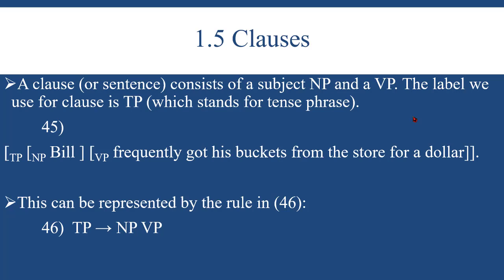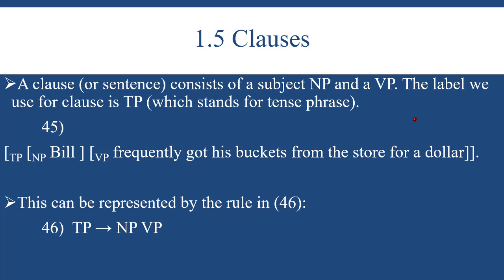Now, we have Bill frequently got his buckets from the store for a dollar. This is a TP. This is a sentence, right? What does this sentence consist of? This TP consists of an NP, which is the subject, okay? So the NP subject, and VP. VP, which is frequently got his buckets from the store for a dollar. This is just the first categorization.